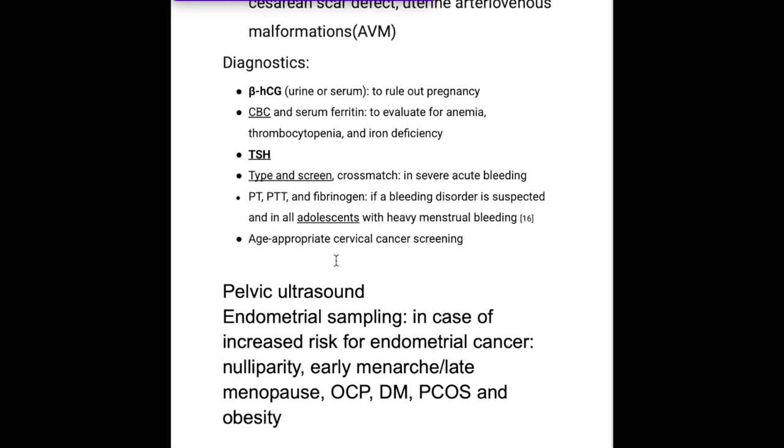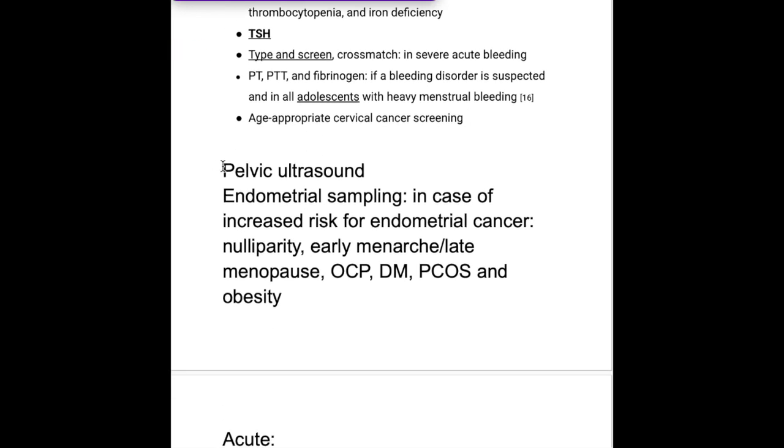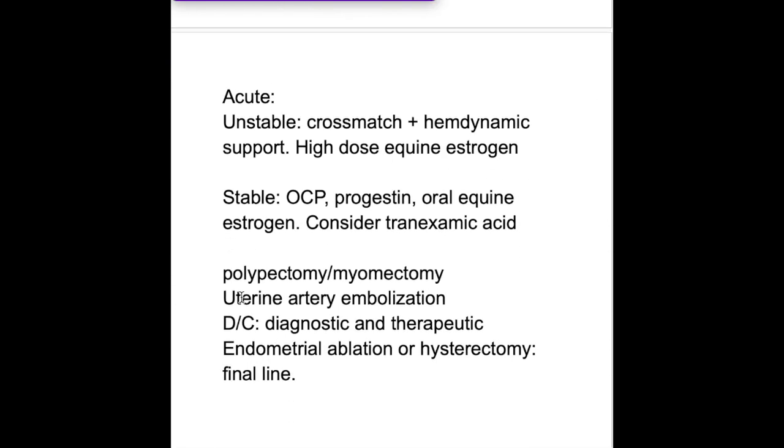Next is age-appropriate cervical cancer screening. Usually, as a rule of thumb, endometrial evaluation is not indicated in patients who do not have risk factors for endometrial cancer, such as early menarche, late menopause, nulliparity, type 2 diabetes, PCOS, obesity, conditions like that. Otherwise, if they do have the conditions that I listed, we would do evaluation via transvaginal ultrasound or endometrial sampling. As I said, pelvic ultrasound for imaging, we would do endometrial sampling in case of increased risk of endometrial cancer, as I said, nulliparity, early menarche, late menopause. OCP use is also very important, I didn't mention. Diabetes, PCOS, and obesity.